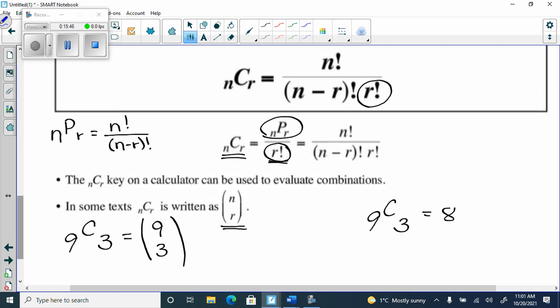84? Okay, what's 9P3 equal? This is the one with the president, vice president, secretary. Type that in. What's 9P3?